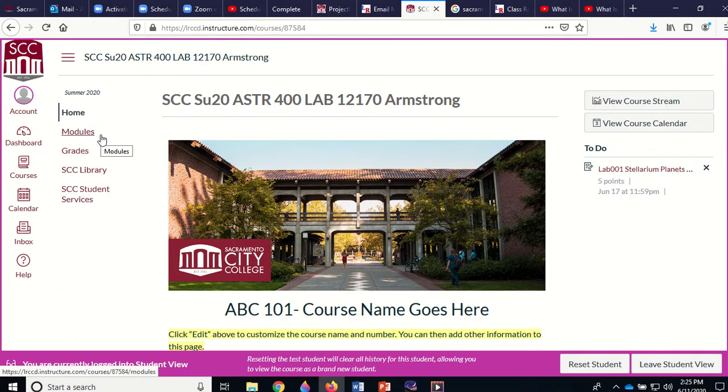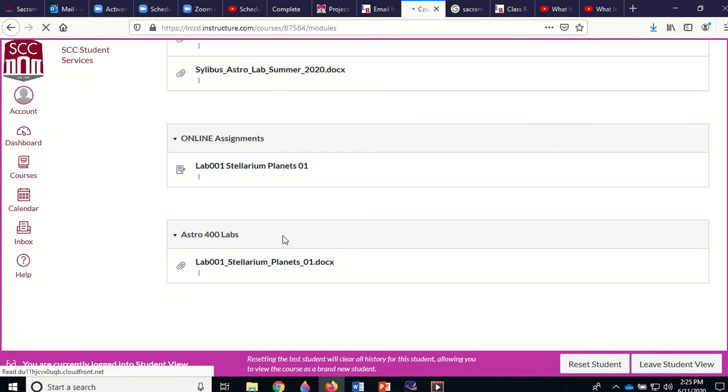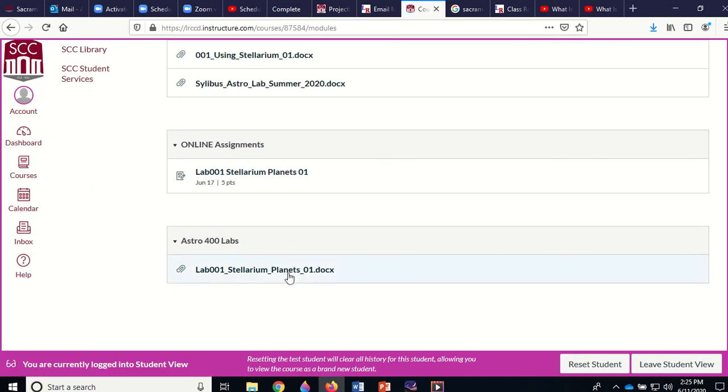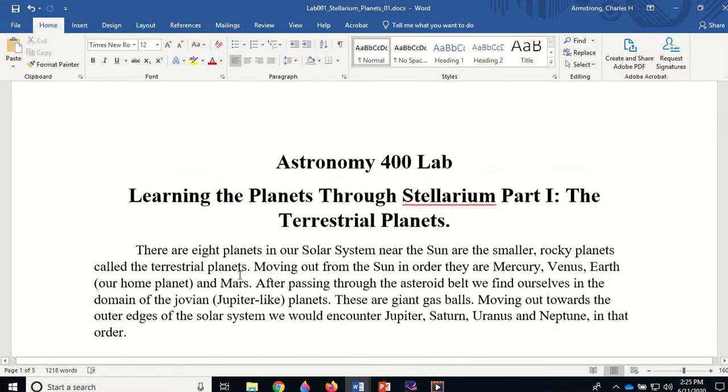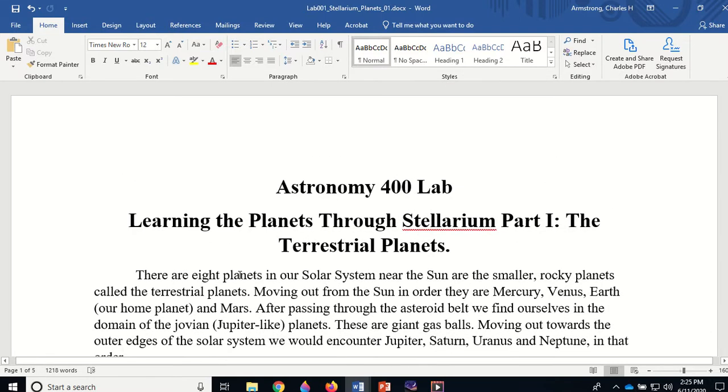Okay, this is for Lab number 1 for Astronomy 400, and this would be your Canvas page. I've got it in student view, so you would go to Modules, go down to Astronomy 400 Labs, and there you have it right there as a Word document. You click on this, and you should get this: Astronomy 400 Lab, Learning the Planets through Stellarium.